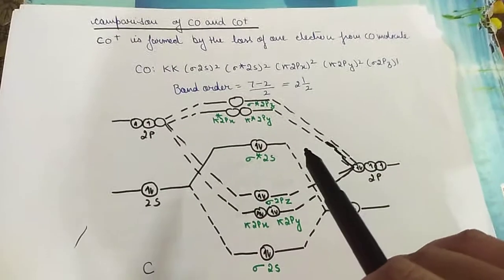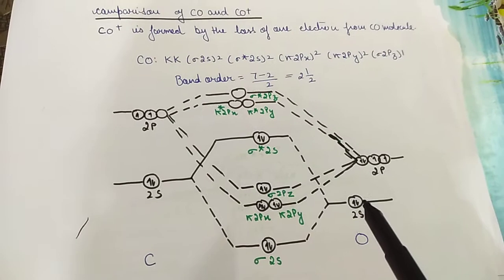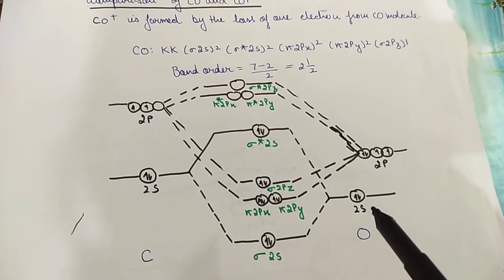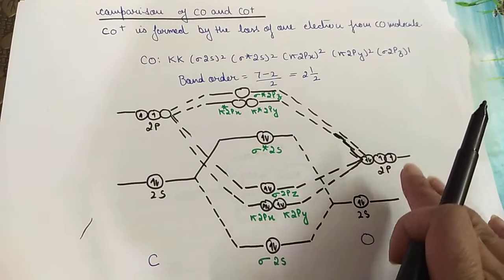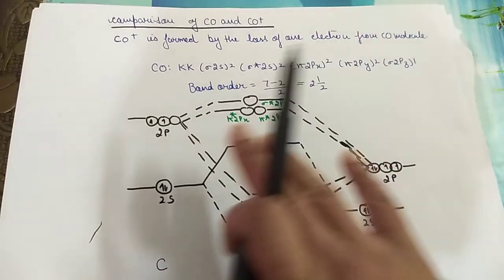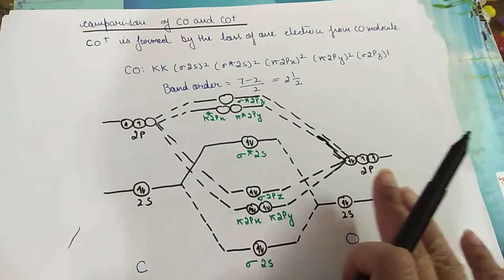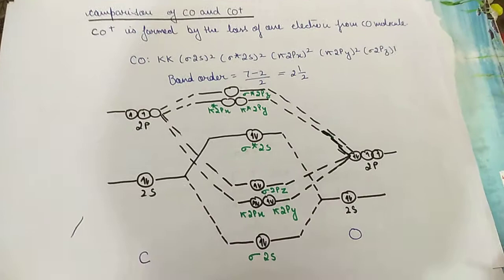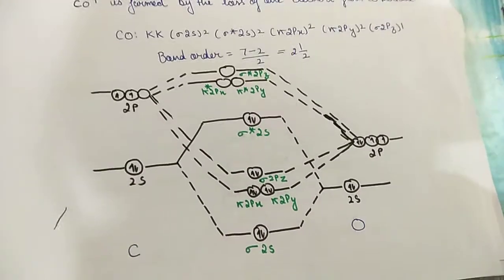So this is the diagram for carbon monoxide, and oxygen again is lying lower. The orbitals of oxygen are lower in energy than those of carbon, because the electrons lie more near to oxygen, because oxygen is more electronegative as compared to carbon.